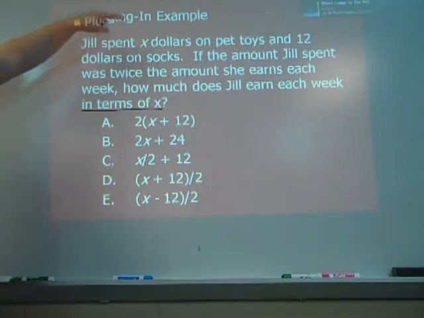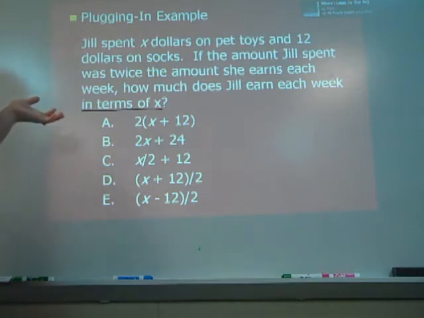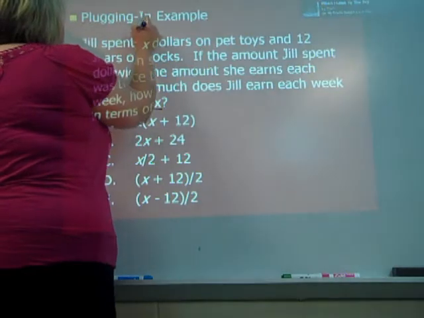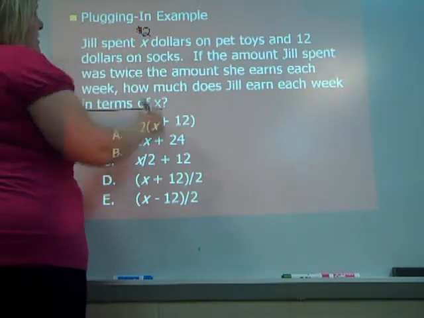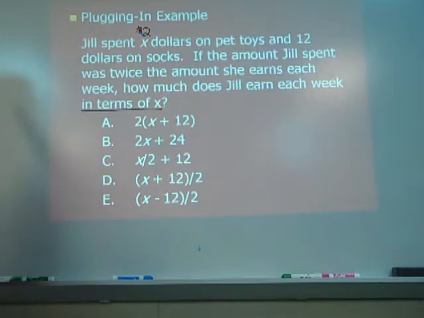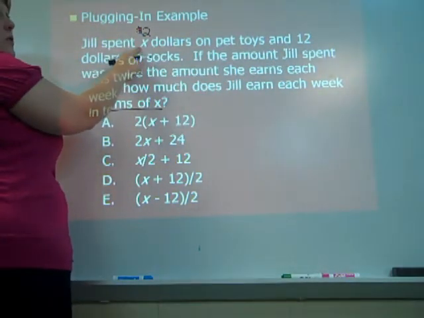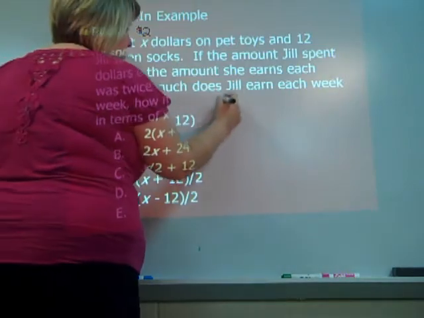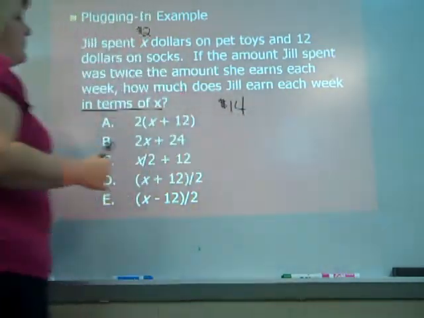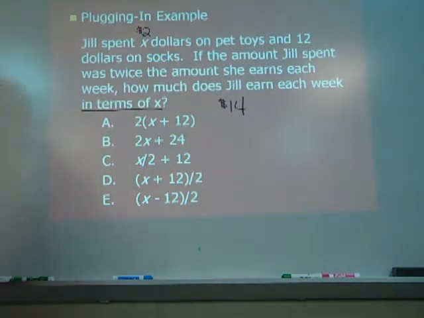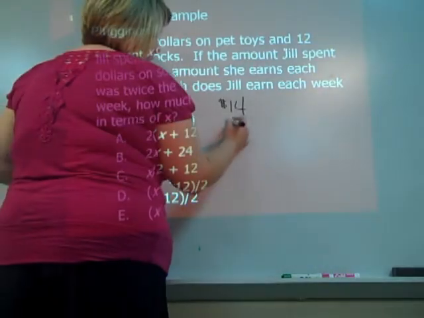So what you do is you pick something for X. You want to pick something easy. So how much do you want to say that she spent on pet toys? $2. Okay, so we'll say that Jill spent $2 on pet toys. So we're saying that X is 2. And $12 on socks. So how much did she spend? $12 on socks and $2 on pet toys. So how much did she spend? $14. The amount she spent, that's $14, was twice the amount she earns each week. So how much does she earn each week? $7.